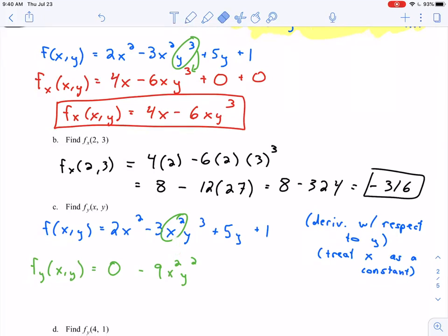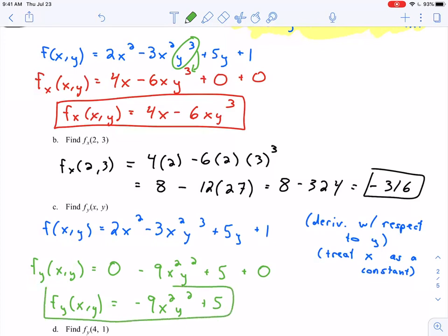All right, so we have our first few terms, plus next up I've got a term that only has a y. This should be a little bit more manageable. Derivative of 5y, that's just plus 5. And then the derivative of 1, well, that's just 0 since it's a constant. So my first order partial derivative with respect to y is negative 9x squared y squared plus 5. Here is the first order partial derivative with respect to y.